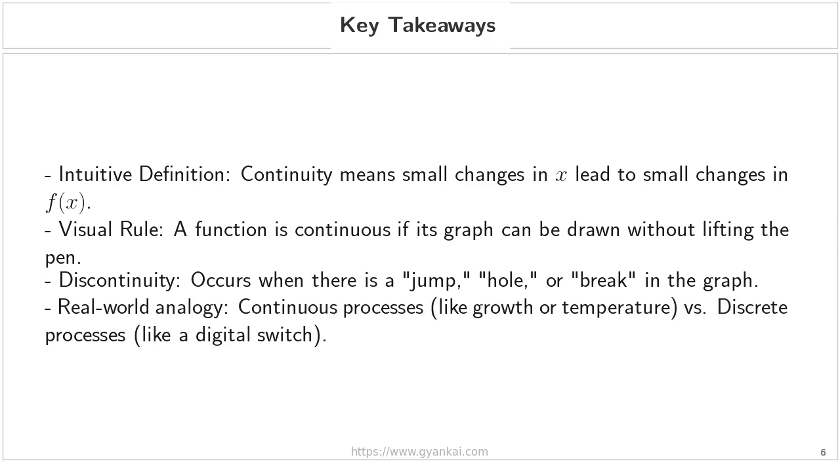Finally, to keep this grounded in reality, remember the analogy between continuous and discrete processes. Continuous processes, such as the gradual change in room temperature or biological growth, flow without interruption. In contrast, discrete processes, like the flipping of a digital switch, happen in abrupt steps. With these fundamental concepts in mind, let us move forward to the next slide, where we will discuss some common mistakes to avoid so that you do not confuse these intuitive ideas with more rigorous mathematical definitions.